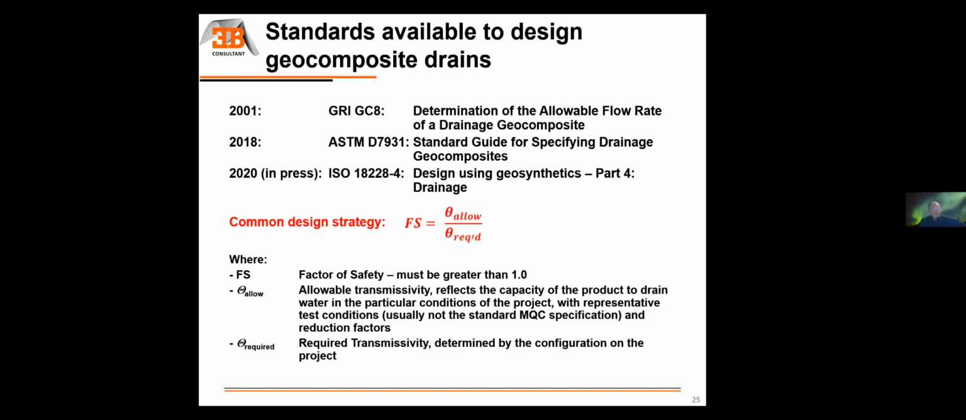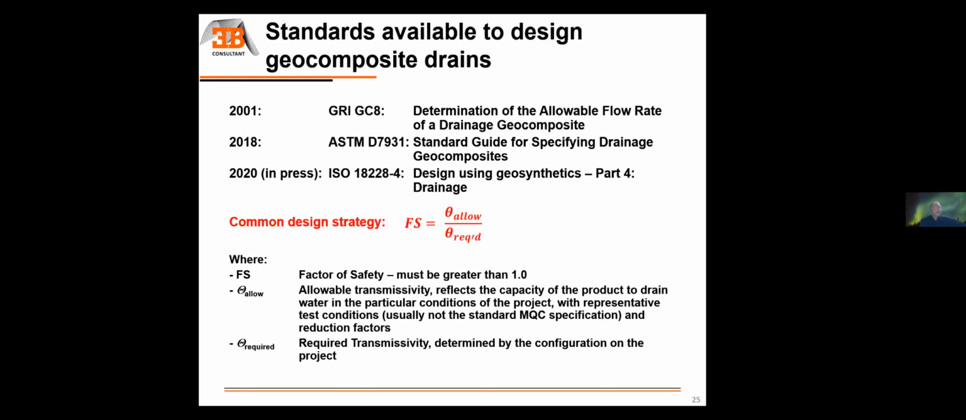In all of these documents, they may be ASTM, which is very strongly influenced by the American philosophy, or GRI, or ISO, which is very strongly influenced by the European philosophy. All of them have in common the strategy, which is to compare the allowable flow rate provided by the geocomposite. And here, actually, I realized that I wrote the equation in the wrong direction. It should be the required flow rate divided by the allowable flow rate.